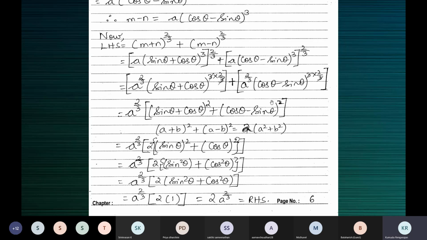This is like an identity. A plus b the whole square plus a minus b the whole square is 2 of a square plus b square, where a is cos theta and b is sin theta. So 2 of cos theta the whole square plus sin theta the whole square. And this one is 1. So 2 into 1 is 2, into this, which is the RHS.